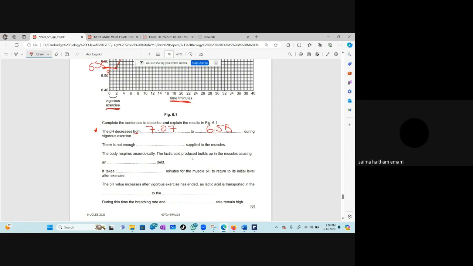Oxygen. Very good. This is easy. The body respires anaerobically. The lactic acid produced builds up in the muscles, causing an oxygen debt. Excellent. It takes how many minutes for the muscle pH to return to its initial level?